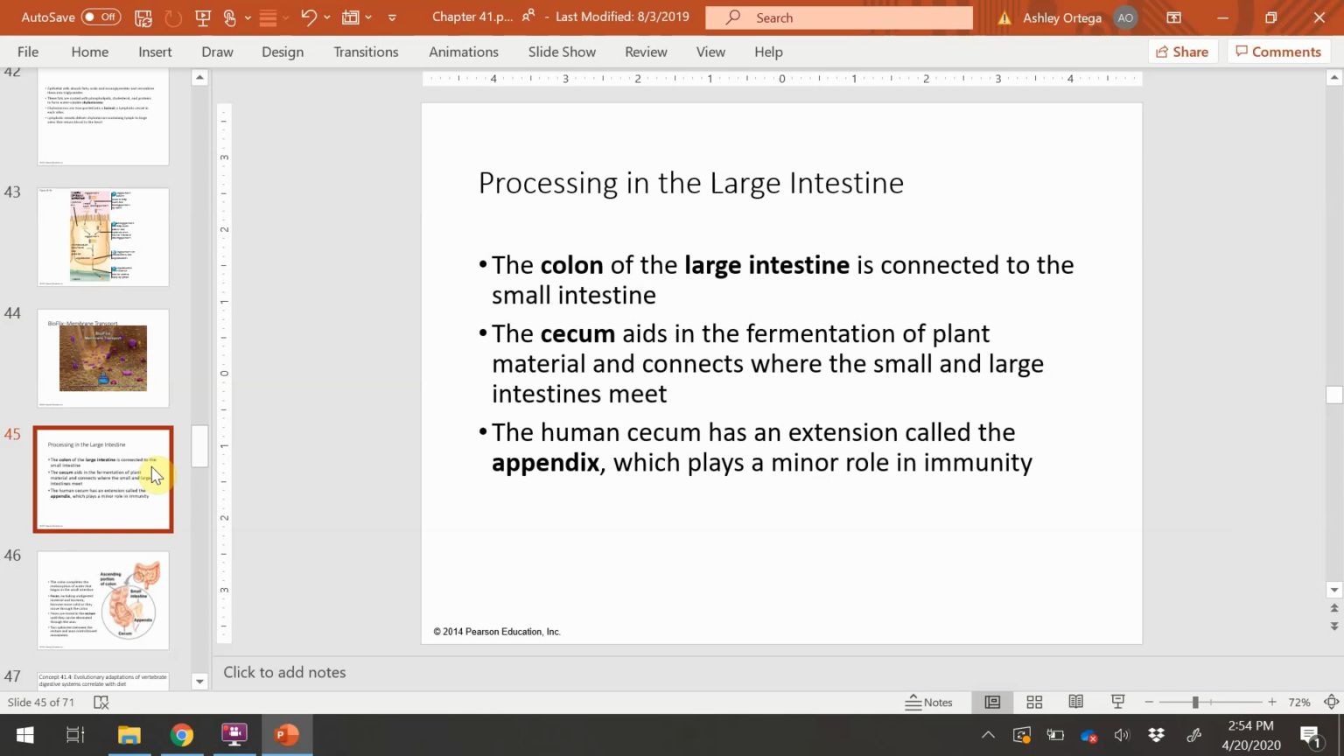Other structures in the large intestine are the cecum. This will aid in fermentation of plant material. This is also where the large and small intestines meet. And the last one here is the appendix. This has a very minor role in immunity and is still being studied for other functions. And so let's take a look at those here.